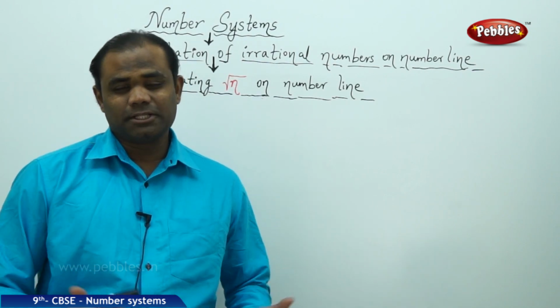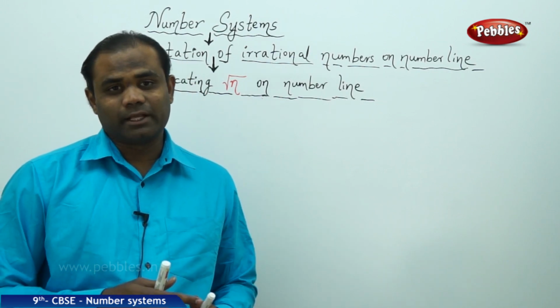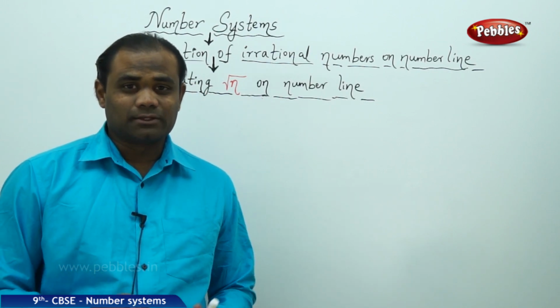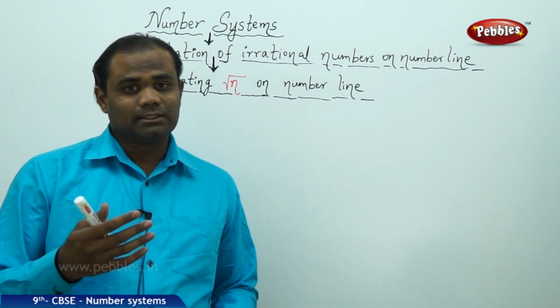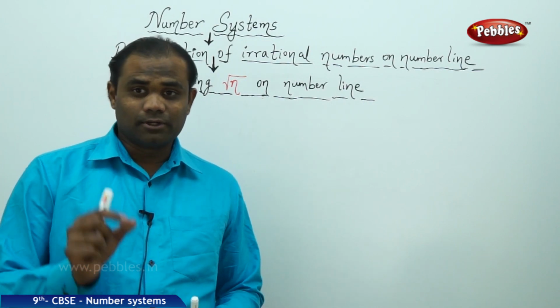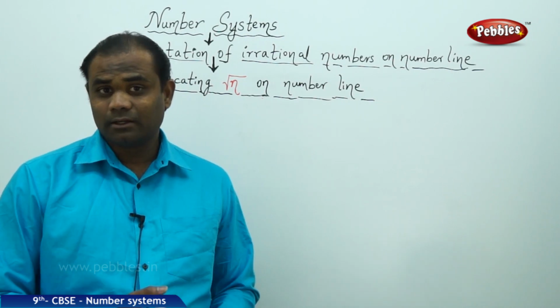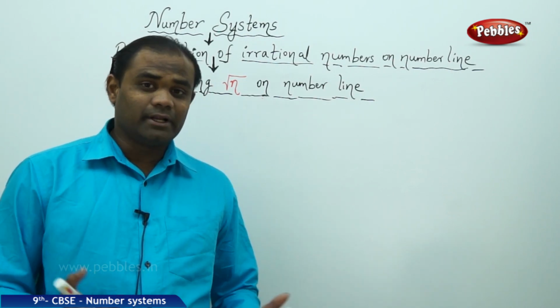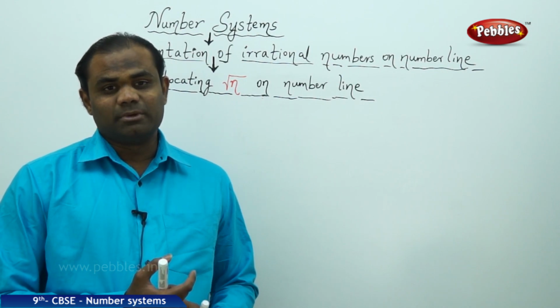Now that we have seen the process of locating root 2, root 3 on the number line, what about root 5, root 6, root 7, root 8, or other square roots which can be represented on the number line? Is it that only root 2 and root 3 are the only numbers which can be represented on the number line? Or is every irrational number representable on the real number line? That is the biggest question here.